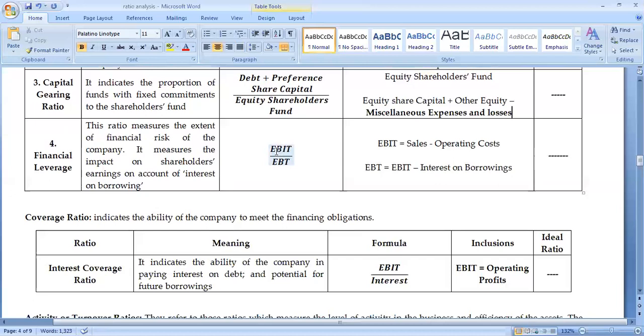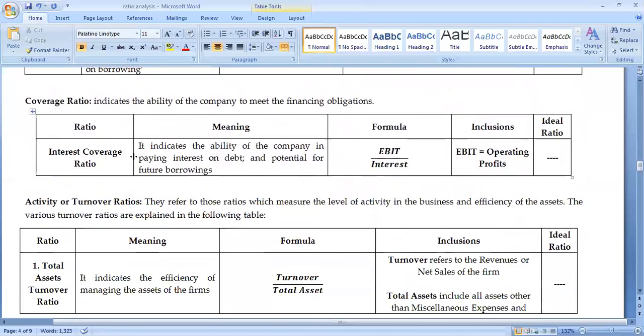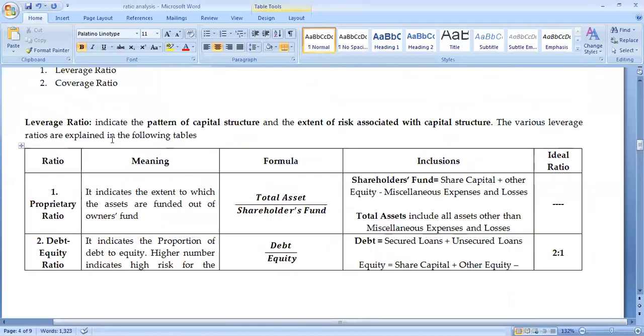So what is the formula? Earnings before interest and tax, which will be compared with the earnings before tax. So what is EBIT? Sales minus operating cost. EBIT is nothing but EBIT will be deducted with the interest on borrowings. Clear? Next.